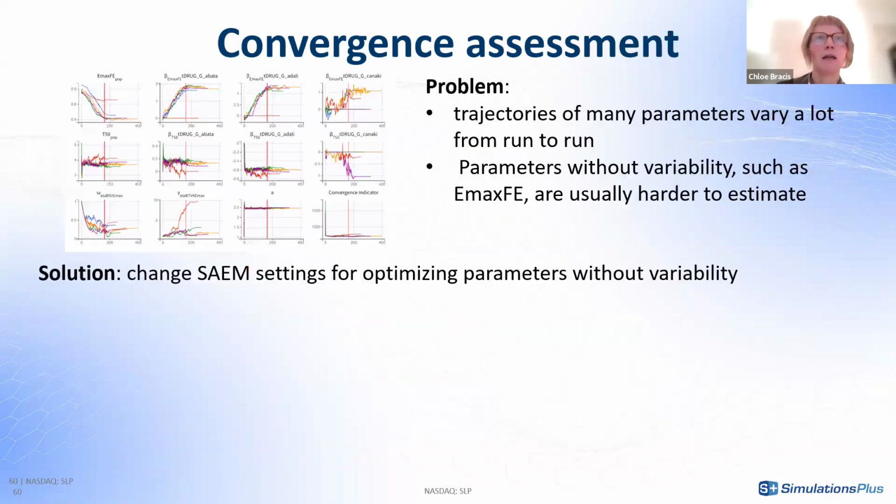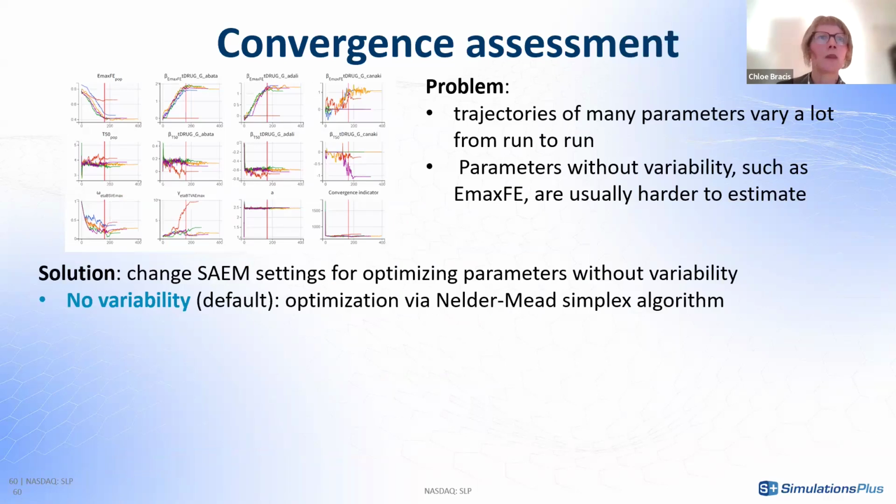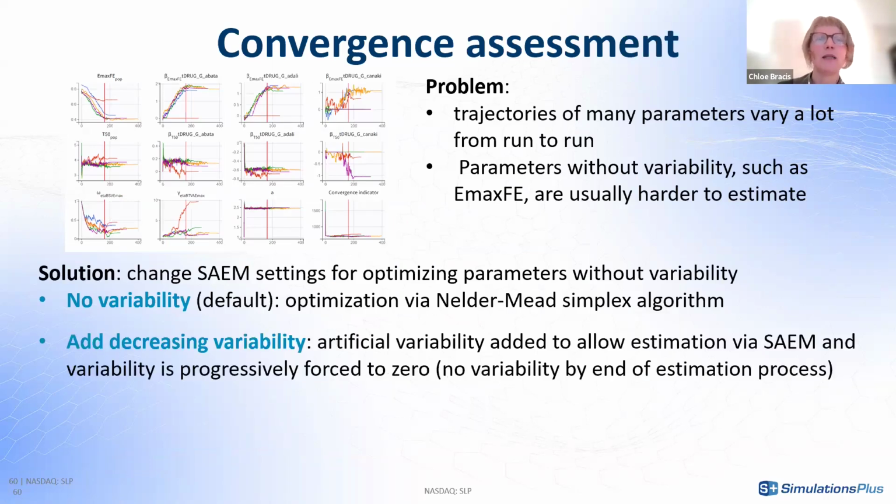What can we do about that? We can change some of the SAEM settings for how to optimize parameters without variability. The default for parameters without variability is to just do optimization using the Nelder-Mead Simulx algorithm. Instead, we can choose to add artificial variability. This adds artificial variability so that the SEM algorithm is able to estimate that parameter better, and it's progressively forced to 0 so that there's no variability left at the end of the estimation process.